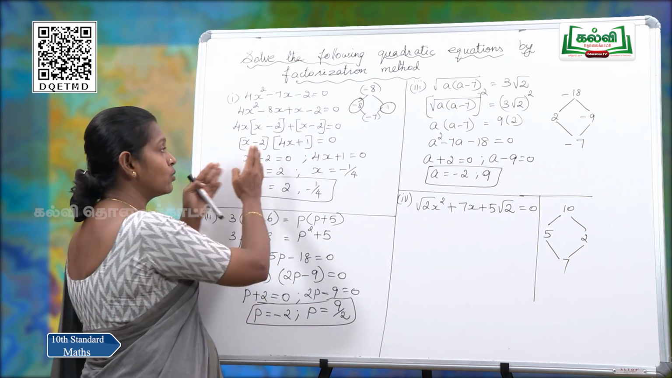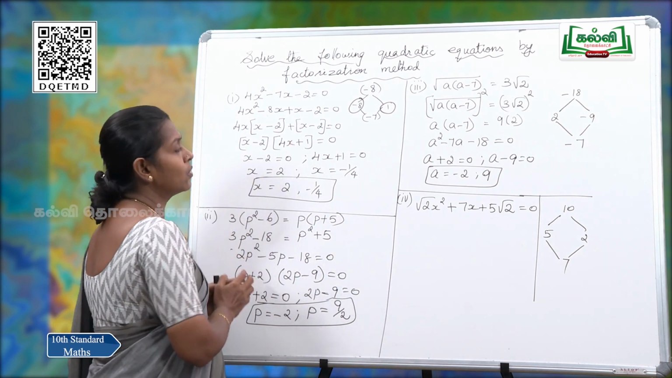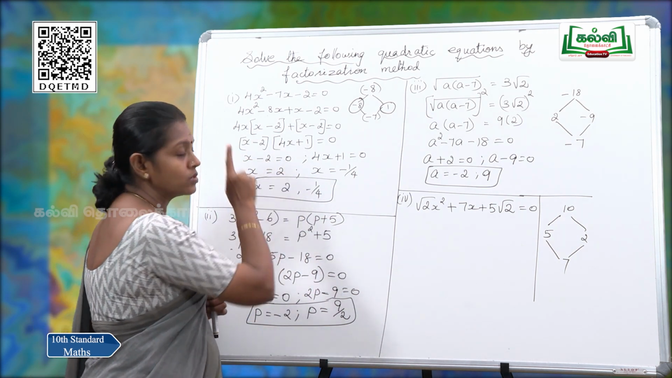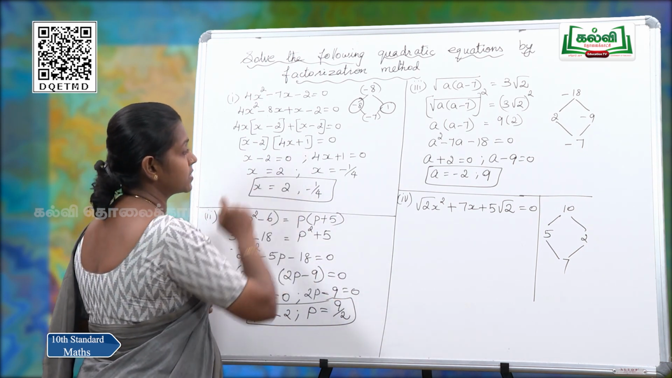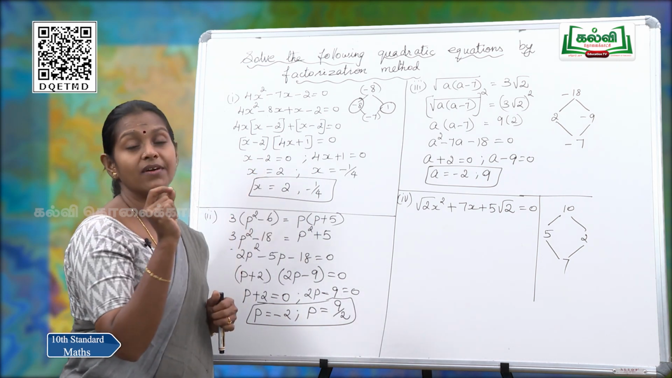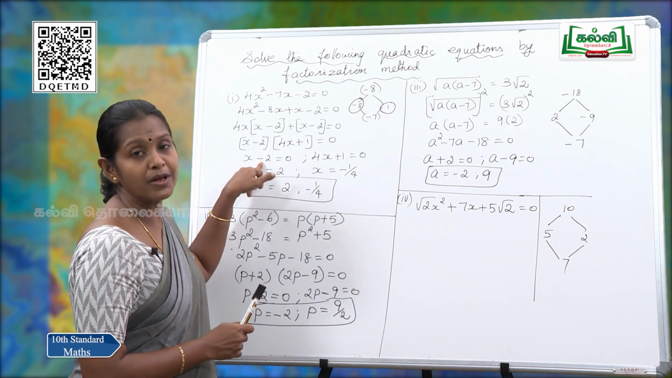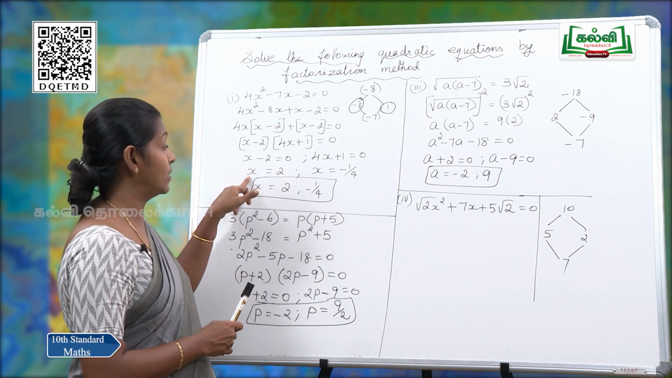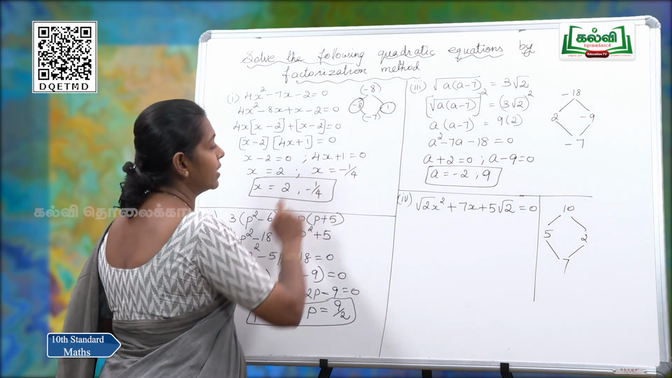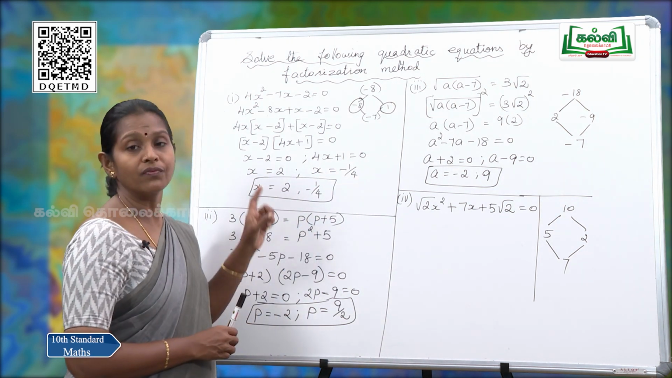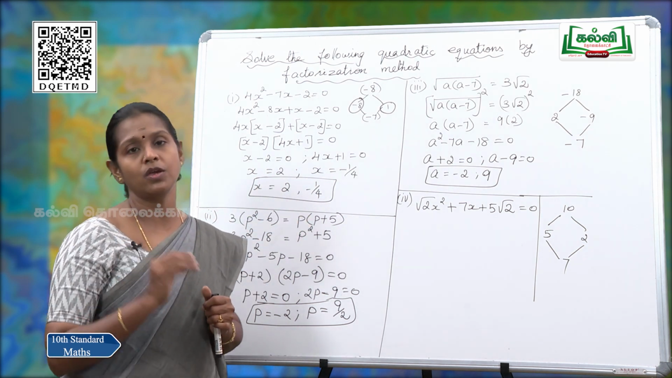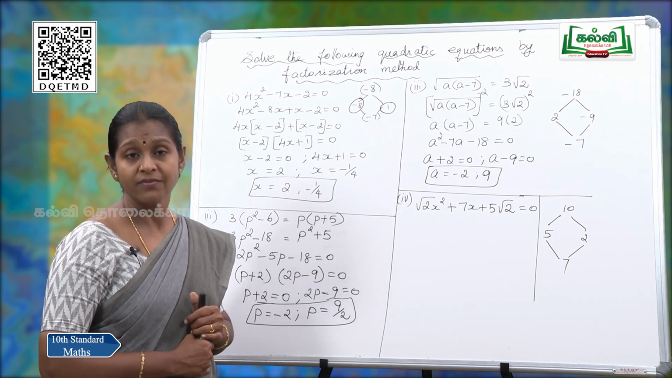So, we have to separate those roots and equate with 0. What you will get? Take the first one, x minus 2. So, x minus 2 equal to 0, then 4x plus 1 is equal to 0. From this x minus 2, what is the value of x? You know very well. If you take this minus 2 to your right, you will get x equal to 2. And 4x plus 1 is nothing but what? Minus 1 by 4. Therefore, the values of x are 2 and minus 1 by 4. So, this is the way you have to find the answer using factorization.